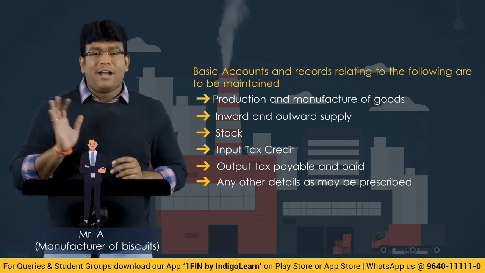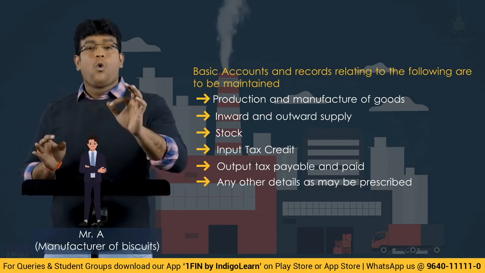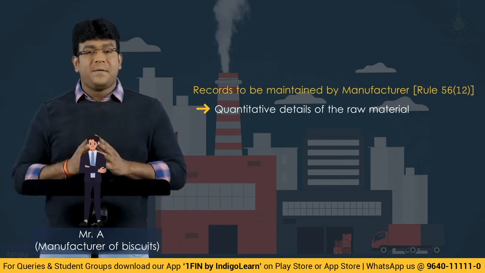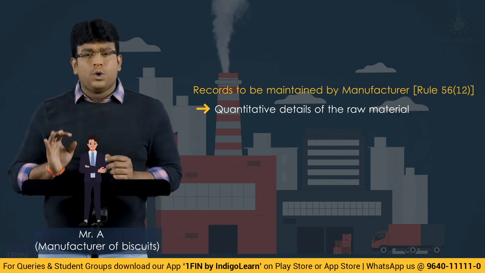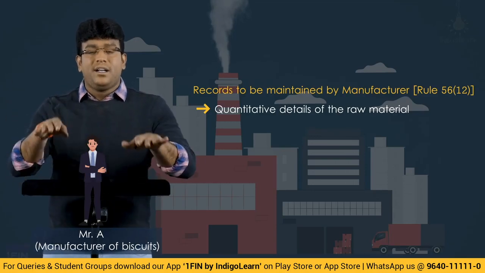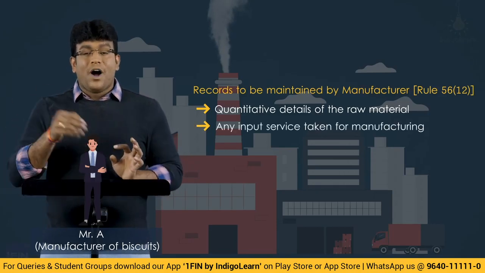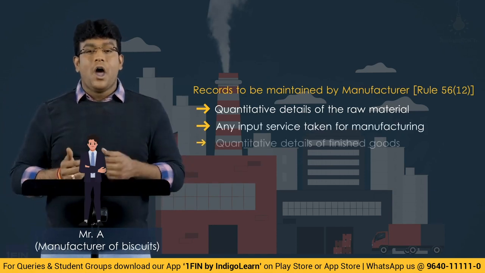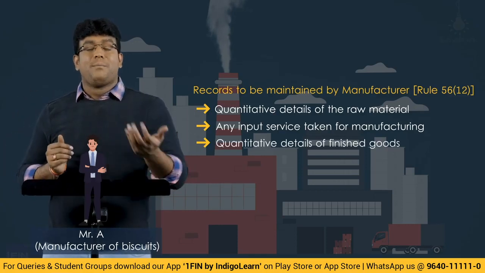Now, in case of a manufacturer, apart from these normal general records, he is also required to maintain quantitative details of the raw material he has used in manufacturing. For example, when A is engaged in manufacturing biscuits, Mr. A should maintain a track record of the quantitative details of the raw materials which have gone into manufacturing the biscuit, and also maintain details of any input service taken for the purpose of manufacturing. And finally, he should maintain quantitative details of the finished product which has been produced, that is, quantitative details of biscuits that have been produced.